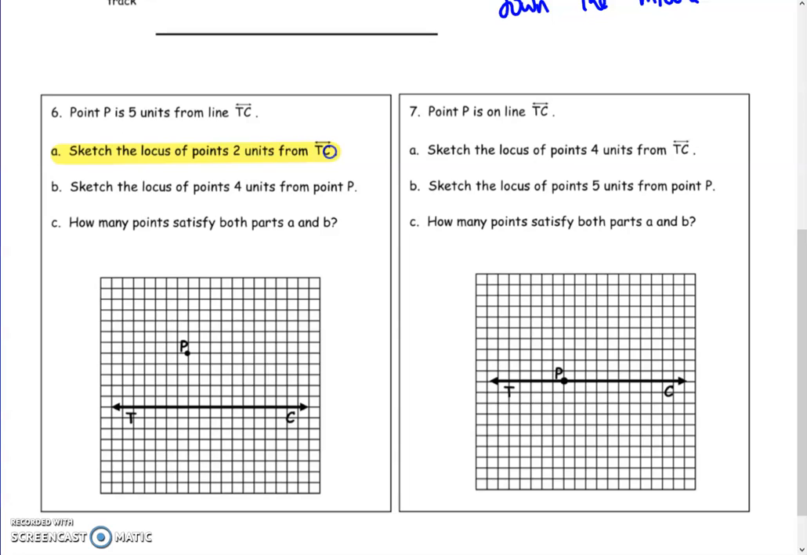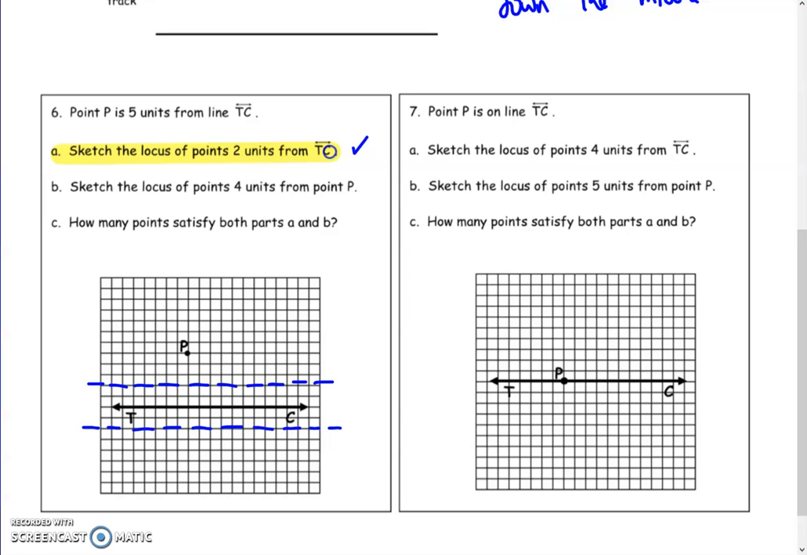I'll do this in blue. From the line, I want to be 2 units away. Well, when I give you one line, you sketch 2. So I could be 2 units away above the line, or I could be 2 units away below the line. So I just did that part.